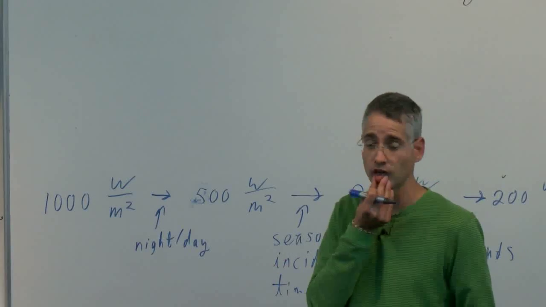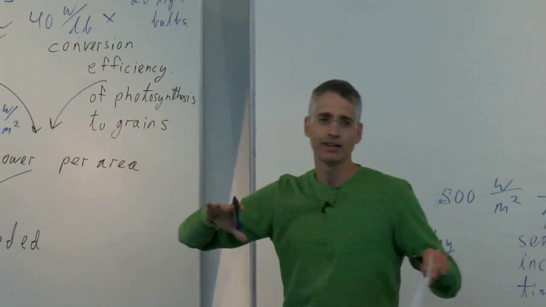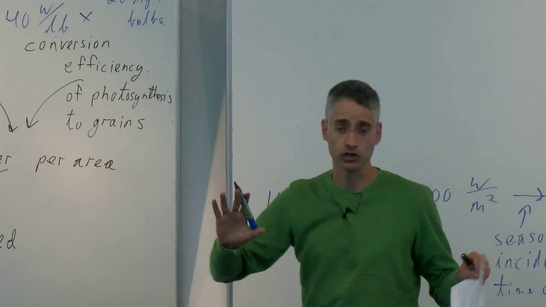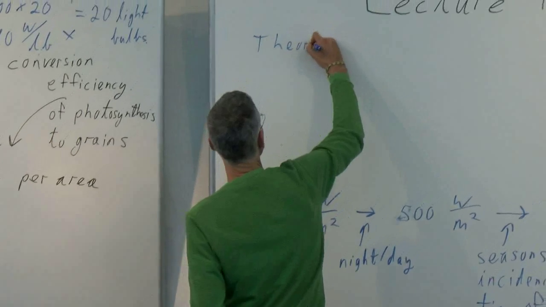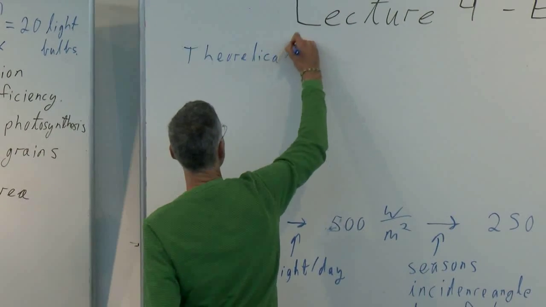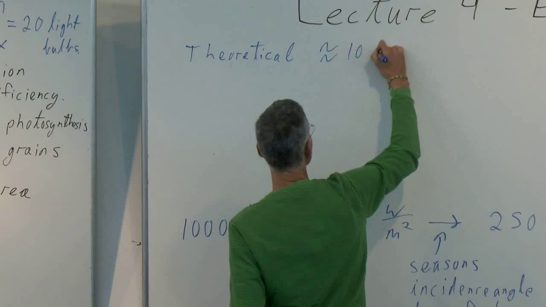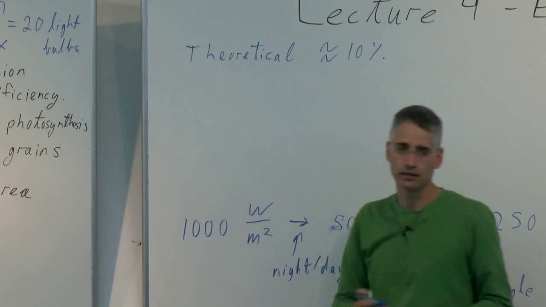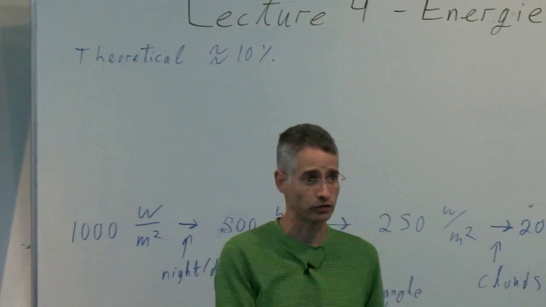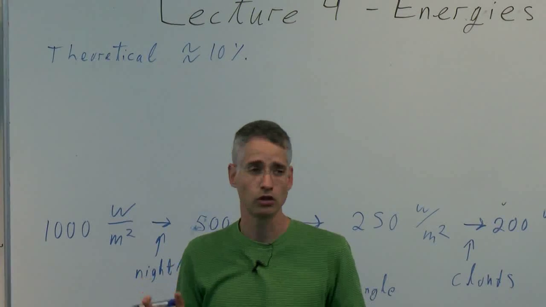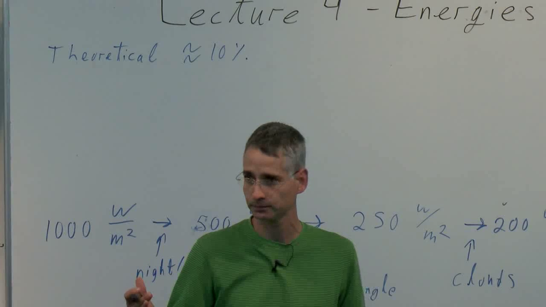If we're thinking about the overall conversion efficiency, first of all, let's talk about theoretical efficiency. Theoretical, it's about 10%. That's in ideal conditions; it is actually never reached, not in the lab or in the field. You cannot do more than 10%, and we'll talk in a second about what causes that.